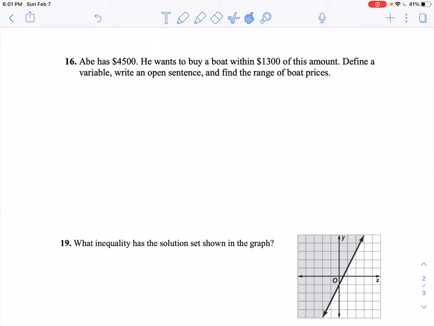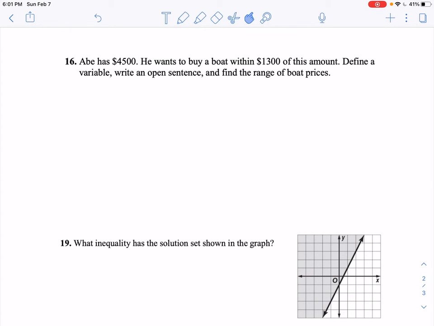All right, we're going to look at a couple other problems here. Two more problems on the supplement. So we got this word problem. Now, if you read something and it says he wants to buy a boat within $1,300 of this amount, all right. So he's got $4,500. He wants to buy a boat within $1,300 of this amount. That means it could be $1,300 more than $4,500, or it could be $1,300 less than $4,500.